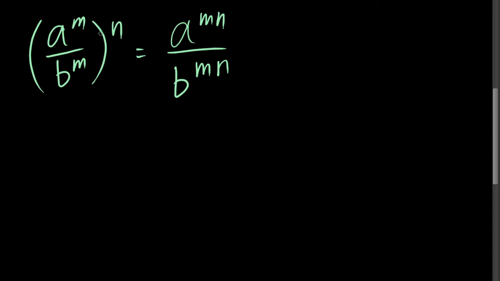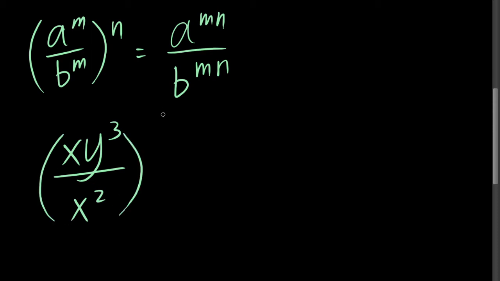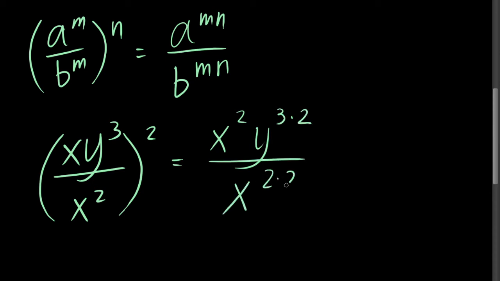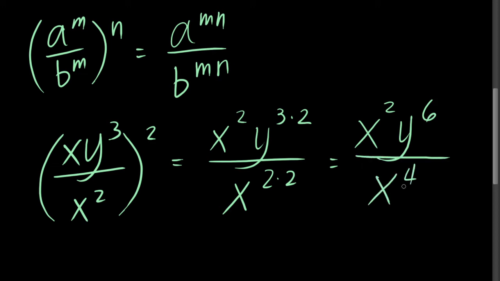So ang ato nga exponent outside the parenthesis, ma-distribute gid na siya sa bilog na expression whether it's the numerator sa babaw or the denominator sa dalom. So, xy cubed over, let's say, x squared raised to, simple na lang squared. So, ang squared natin distributed to all of them. This gives you x squared, y, 3 times 2 over x, 2 times 2. And then, that's x squared, y raised to 6, and then x raised to 4.